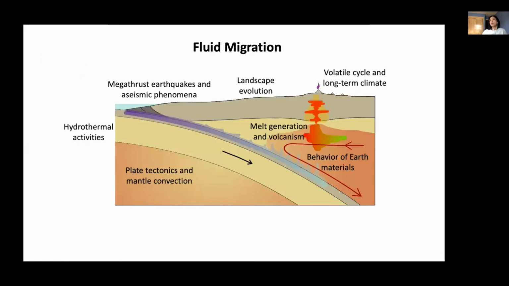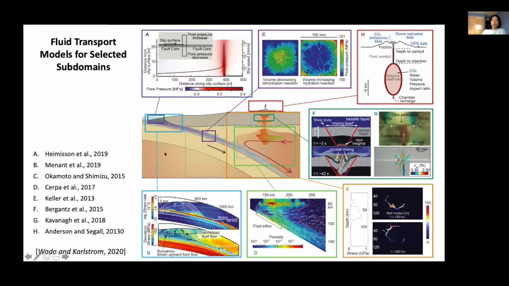One of the reasons we decided to have a workshop on fluid migration, before focusing on earthquake and volcano systems, was that we recognize fluid migration as an integral component of many processes, if not all, in the subduction system, from hydrothermal activities, earthquakes, melt generation, mantle deformation, landscape evolution, and the volatile cycle. And fluid migration, like probably most processes that we study, is modeled in isolation for a specific domain within the system.